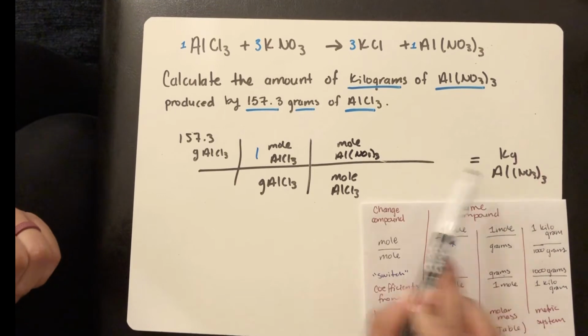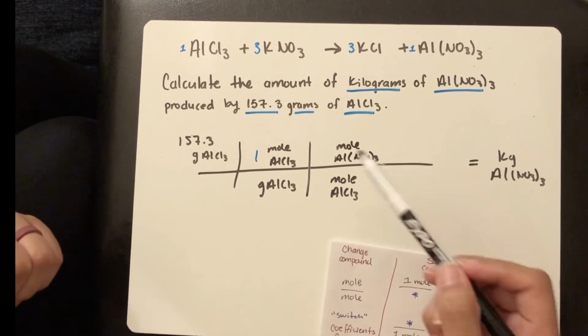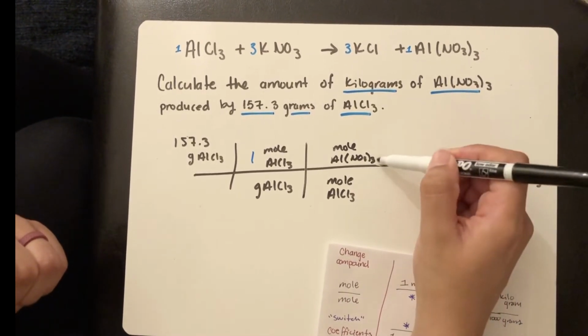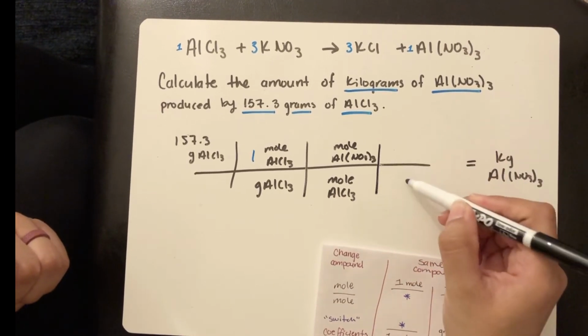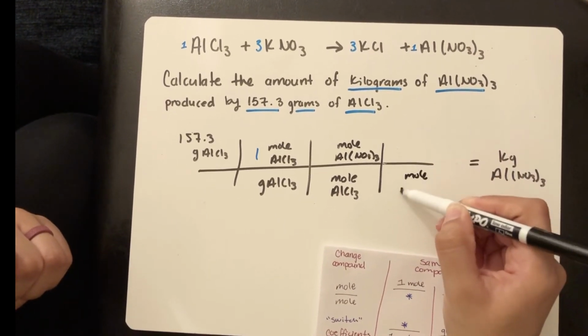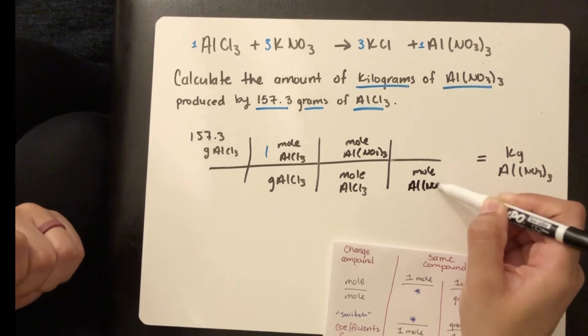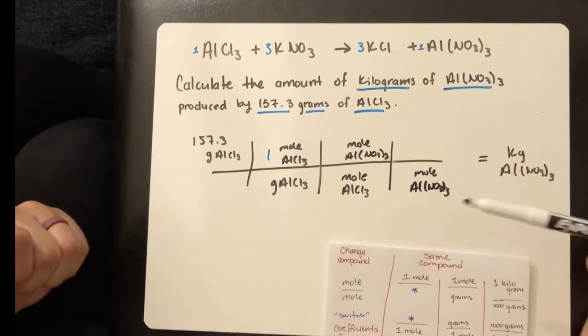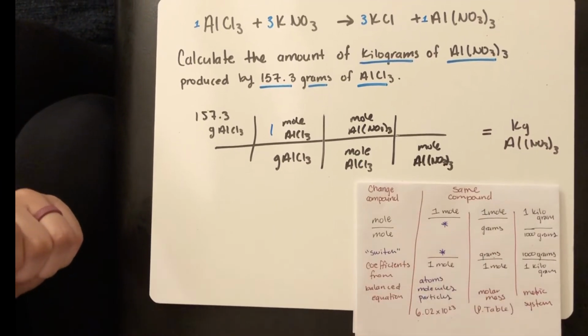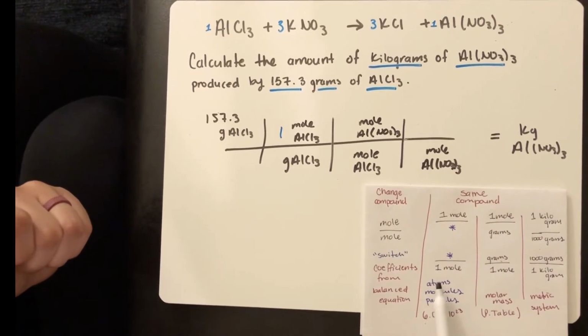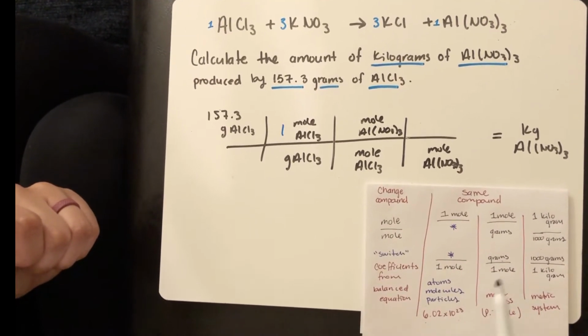And again, we see that our units don't match. So that tells me that this top part also needs to be canceled again. So we bring that down. So now we have mole of AlNO3. And again, we have the same options. We can make a switch. We could do one of atoms, molecules, or particles, or we could do grams.